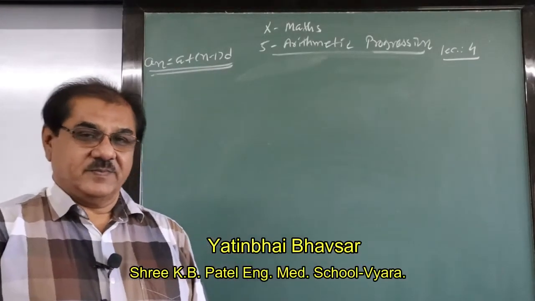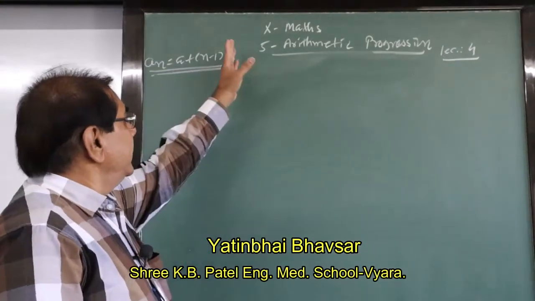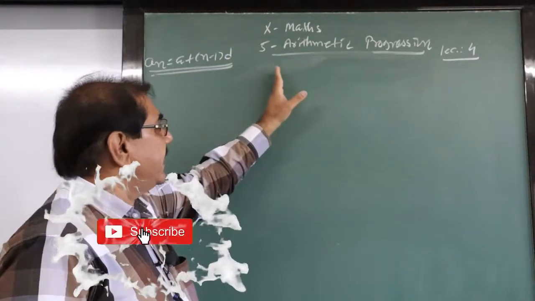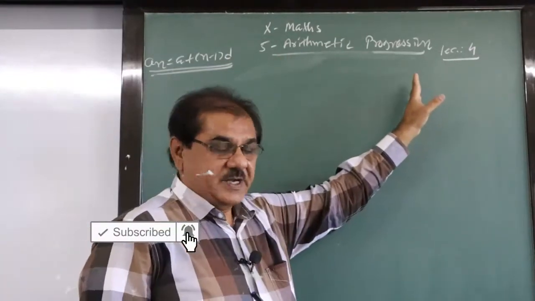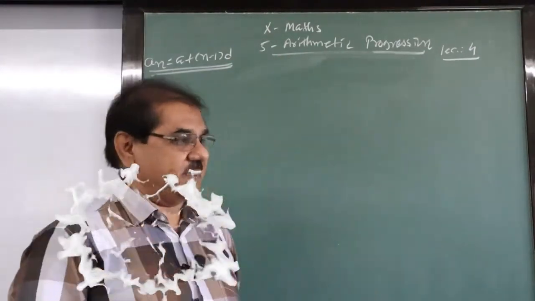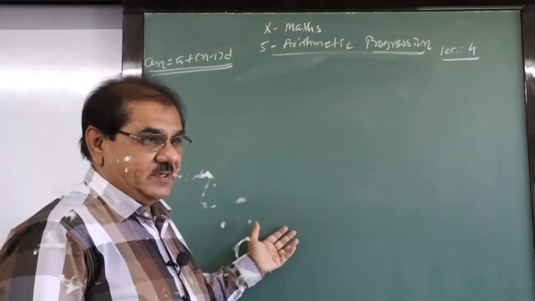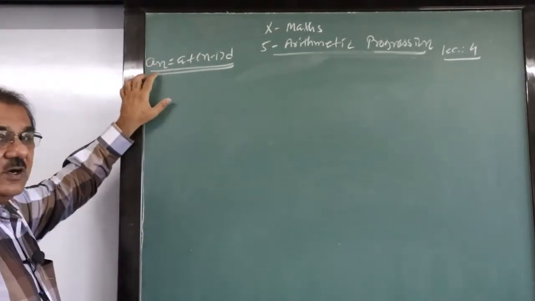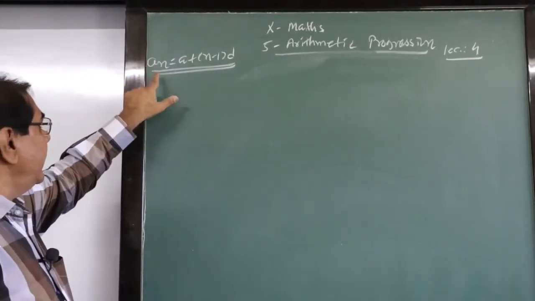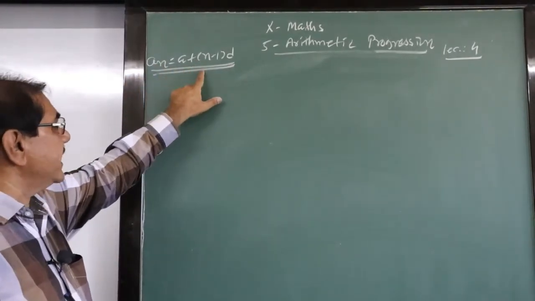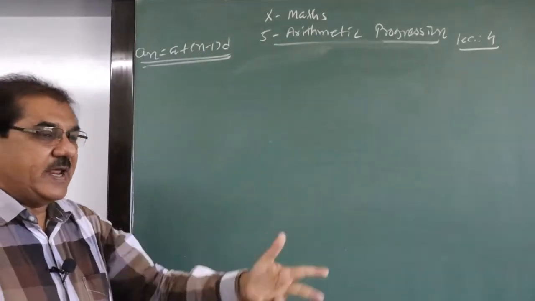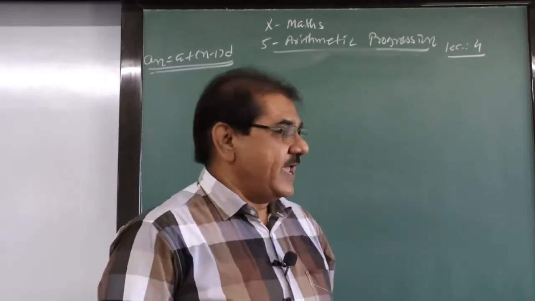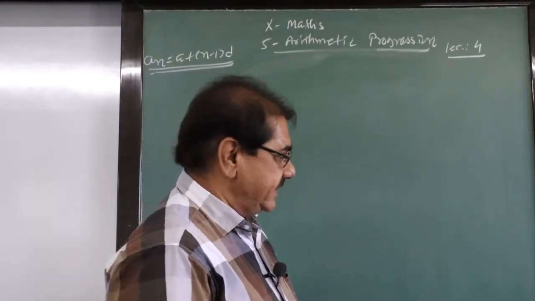Hello friends, welcome back. In Standard 10 Maths, we are taking nowadays chapter number 5, Arithmetic Progression. It is my fourth lecture in this chapter. In the last lecture, we took certain examples based on the formula of the nth term of the AP, an is equal to a plus n minus 1 into d. We take one or two more examples on that and then we go for exercise number 5.2 of the chapter.